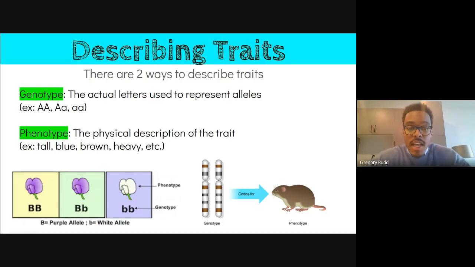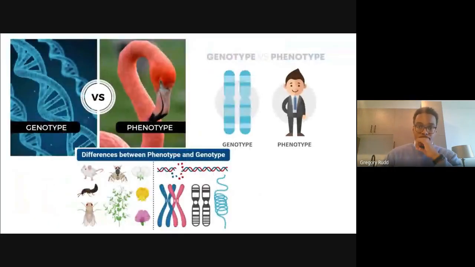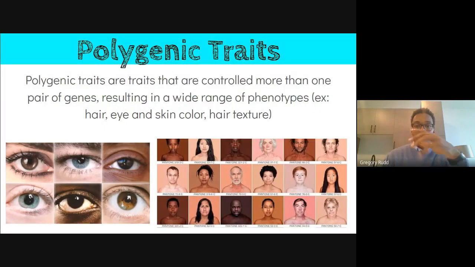Okay, but the phenotype again is the physical description of the trait. The genotype is the genetic description, using these alleles to describe the gene or the trait. Here's some images that kind of spell it out even further. Now, as I mentioned earlier, there are quite a few of our traits, in fact, most of them, almost all of them, that are determined by more than one gene. There are very few traits that we have that are determined by any one gene.